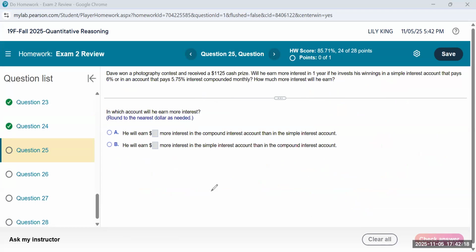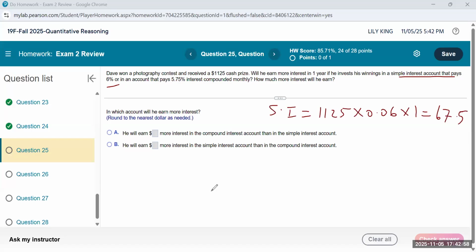All right, we have two scenarios. David won a photography contest and received $1,125 cash prize. Will he earn more interest in 1 year if he invests his winnings in a simple interest account that pays 6%? So for simple interest account, the principal times the rate is 6%, convert that to a decimal, and your time is 1 year. So that interest is 67.5.